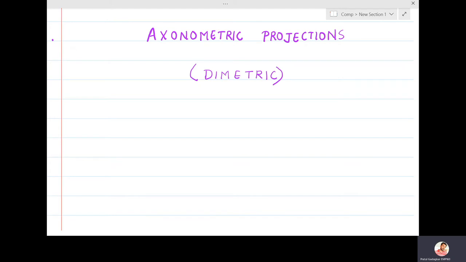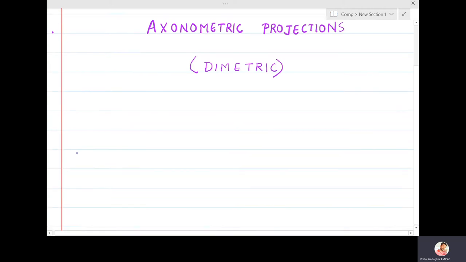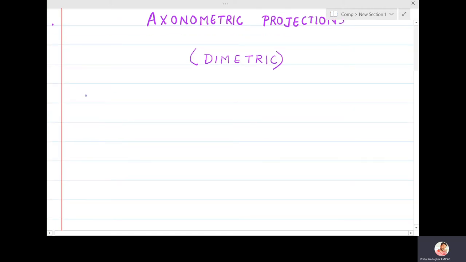So in this lecture, we are going to discuss axonometric projections, in particular dimetric projections. We all know what trimetric projections are. Trimetric projections were the projections in which all the foreshortening factors fx, fy and fz were distinct. This was covered in the previous lecture. So what is a dimetric projection?